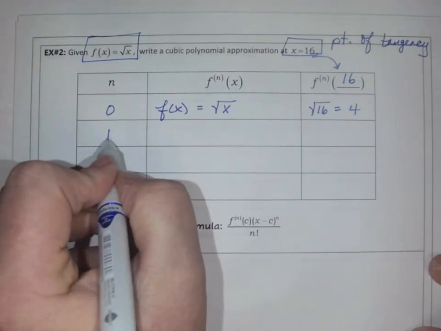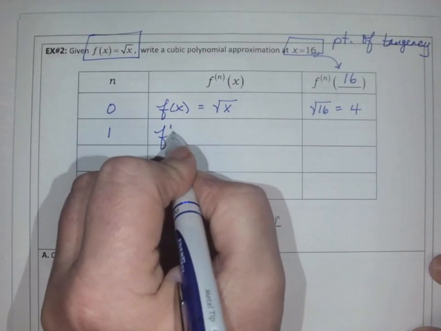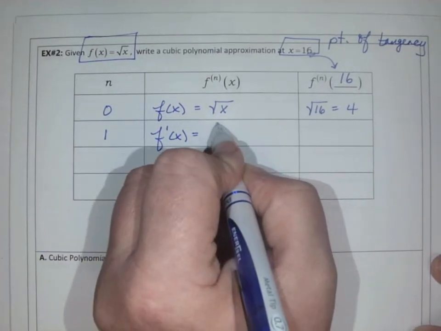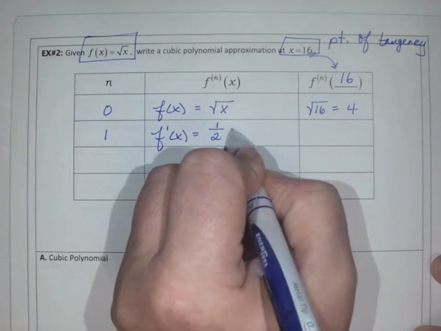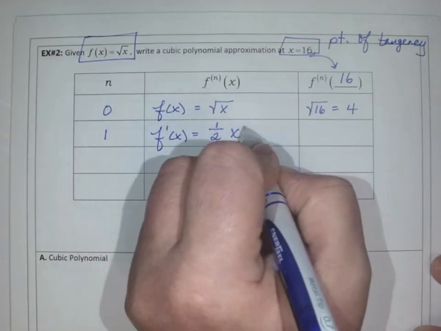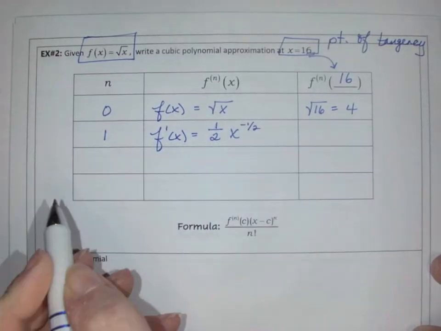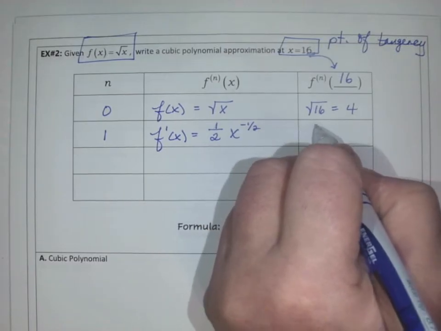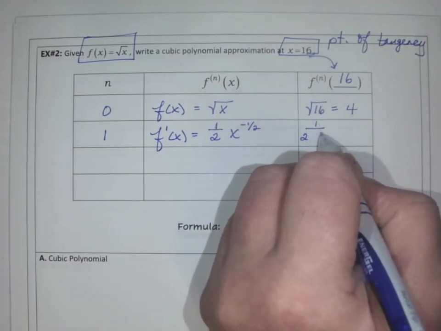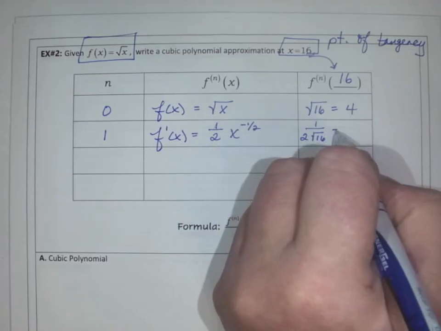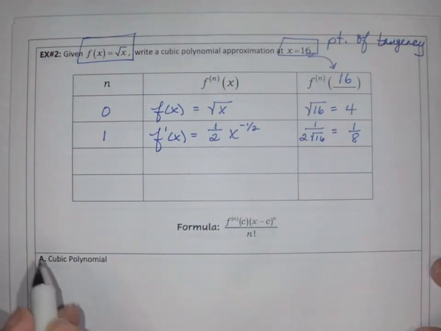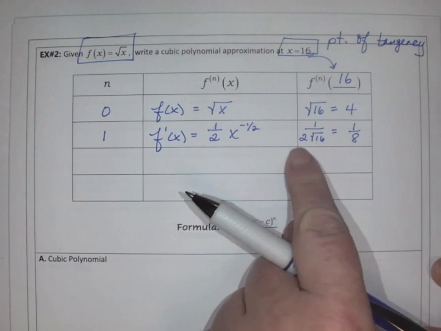Now we're going to go to 1, which would be f prime of x, which is going to be, I'm going to write it with exponents, which would be 1/2 x to the negative 1/2. So that would be 1 over 2 square root of 16, which would be 1/8. Square root of 16 is 4. 4 times 2 is, yeah, it's 8.